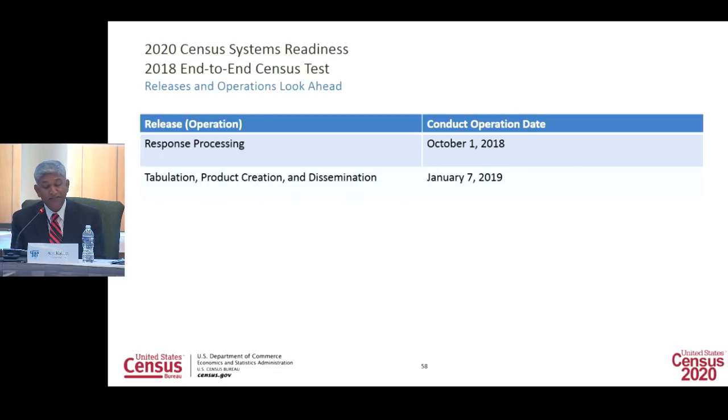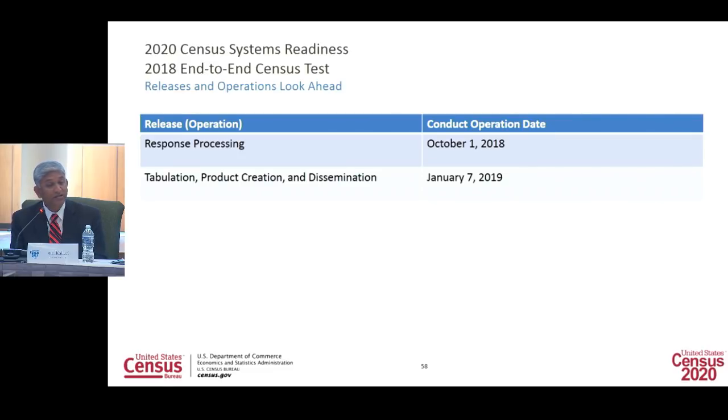There are two main releases left. We're not done yet with 18 tests. Response processing release with conduct operation date of October 1, and tabulation, product creation, and dissemination release with conduct operation date of January 7th, 2019.